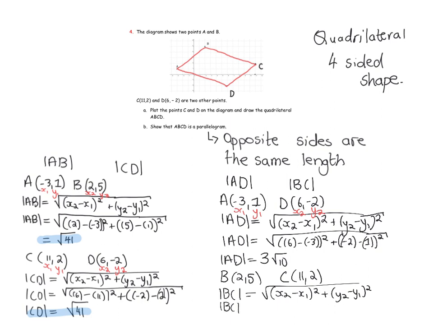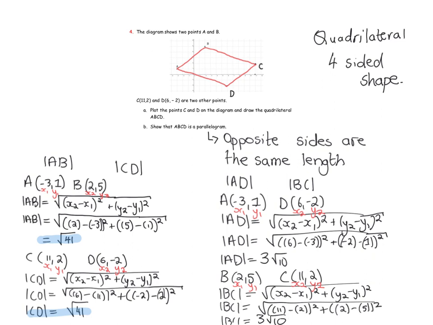Next thing I'm going to do is label the points. We have x1, y1, x2, y2, and then filling that into the formula, we get x2, which is 11, minus x1, which is 2, all to be squared, plus y2, which is 2, minus y1, which is 5. All of that is squared. Then when we pop that into our calculator, we get the answer of 3 root 10.